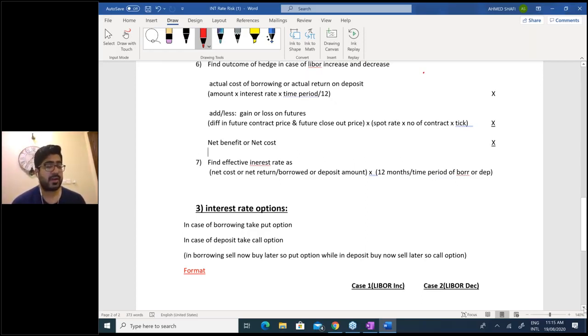There it was the difference between the FRA rate and the actual rate. Similarly, here it is the difference between the futures price and the closeout price, into spot, into number of contracts, into tick. You get the net benefit or cost. And finally, you find the effective interest rate. Just convert your answer into a percentage, because we will take the decision on percentages.